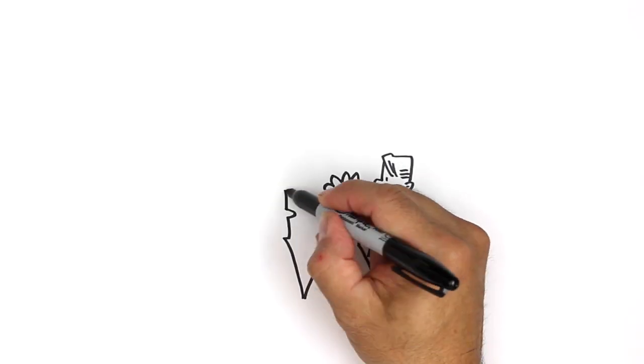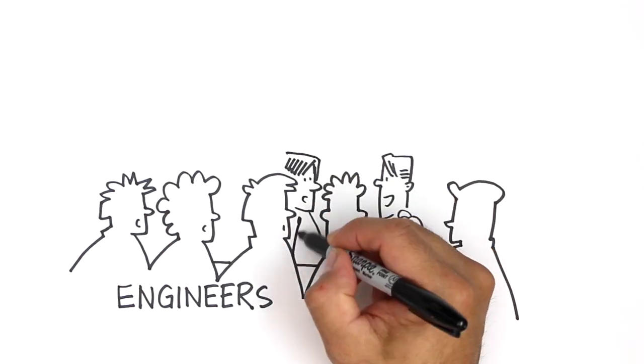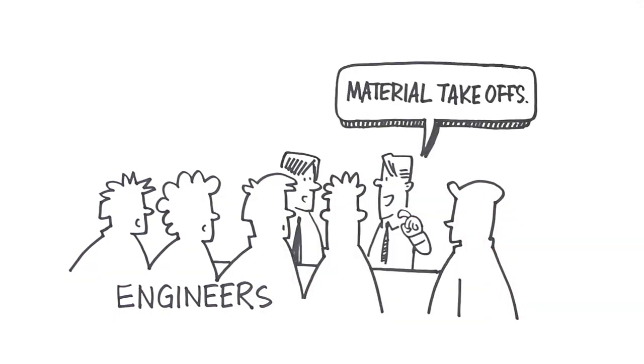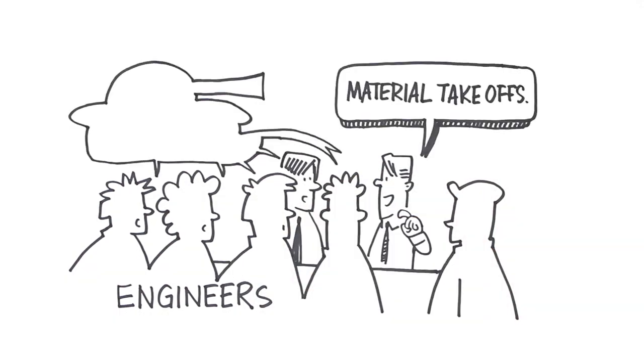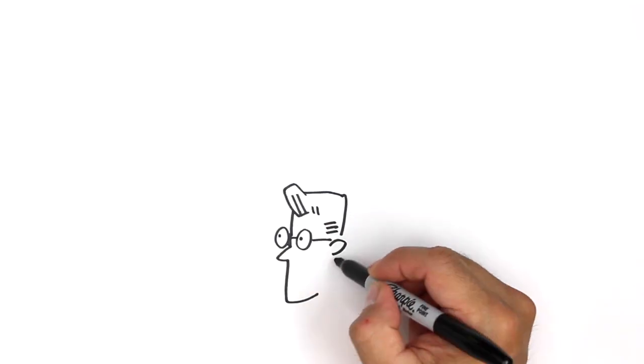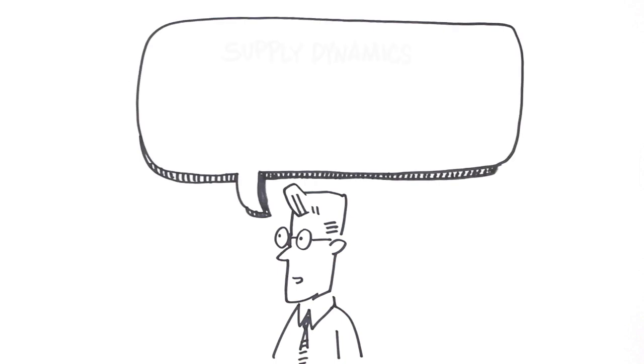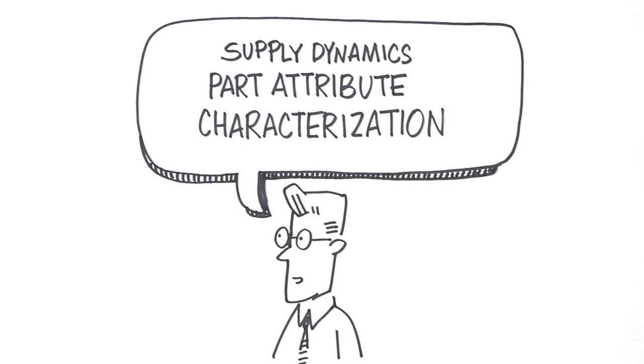Raj from engineering suggests that their own engineers could do material takeoffs directly from engineering drawings. Once again, Brad points out that the problem is that this would not be the best use of internal resources, and even if it was, it would be a slow and expensive process. Chuck suggests hiring the smart engineers at Supply Dynamics to perform something they call part attribute characterization.